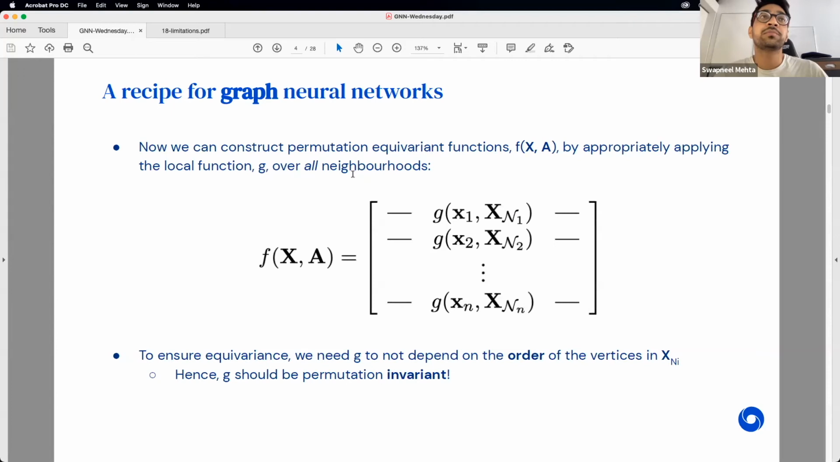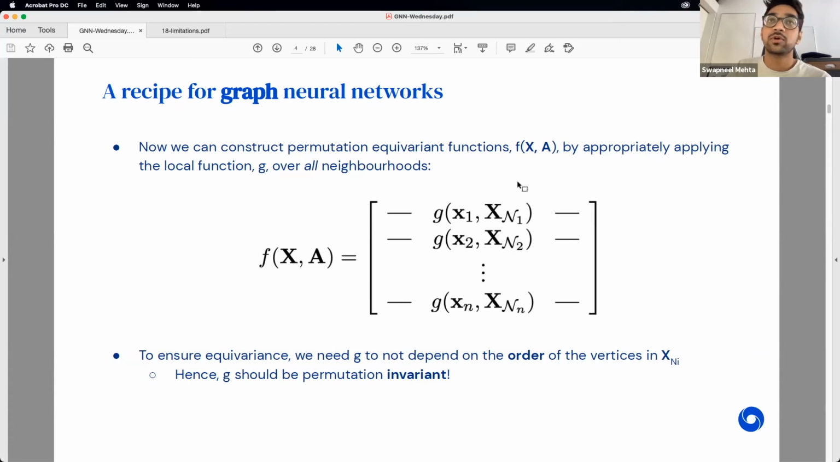We want permutation invariant functions at the node level because it doesn't matter what neighbor comes first and what neighbor comes last. It just matters that there is a neighbor or there isn't a neighbor. So in that case, we want invariance. If we step one step back, then we do want to look at each node independently. So then we want f to be equivariant.